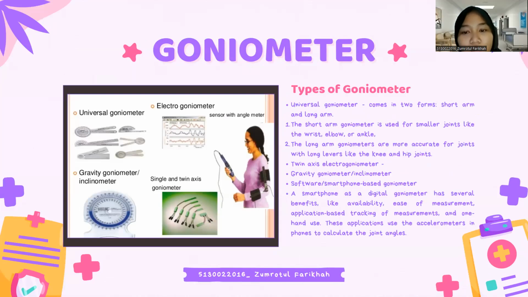Types of goniometer. The universal goniometer comes in two forms, short arm and long arm. The short arm goniometer is used for smaller joints like the wrist, elbow, or ankle. The long arm goniometer is more accurate for joints with long levers like the knee and hip joints. And then there is the twin axis electrogoniometer, gravity goniometer or inclinometer, and software or smartphone-based goniometer. Next.